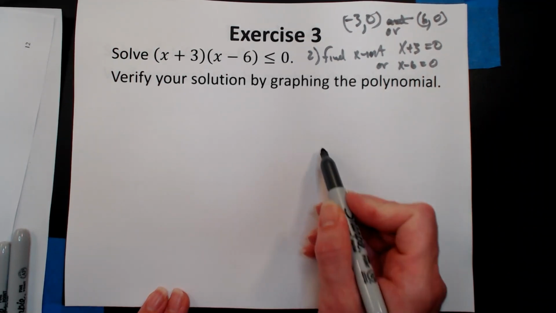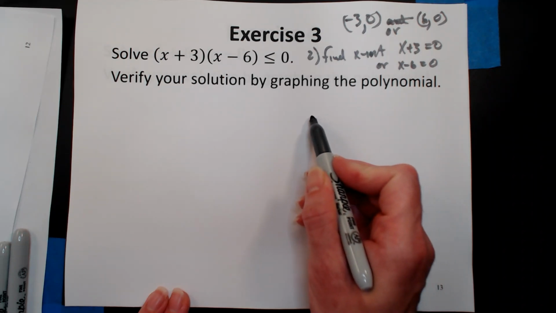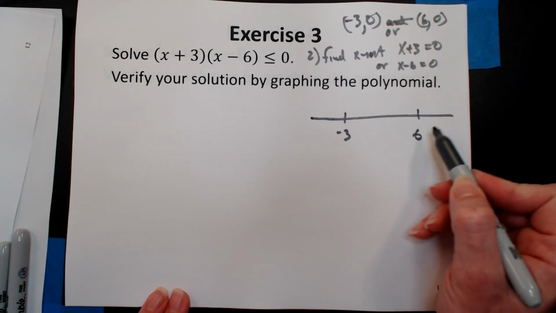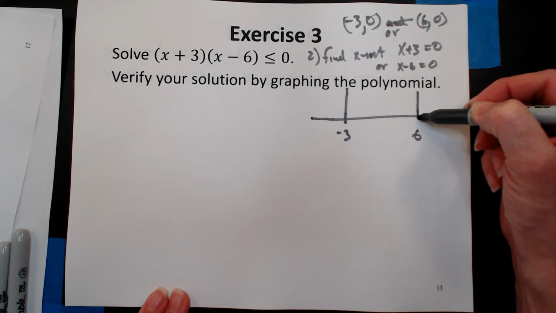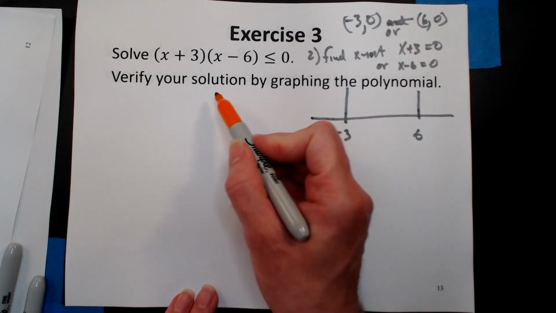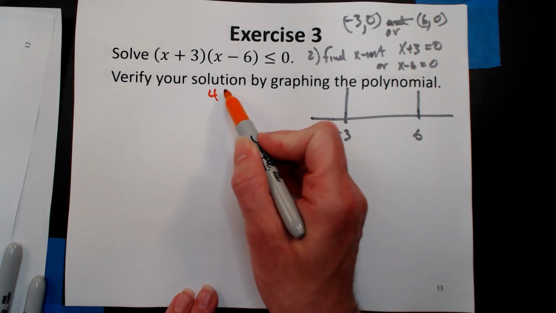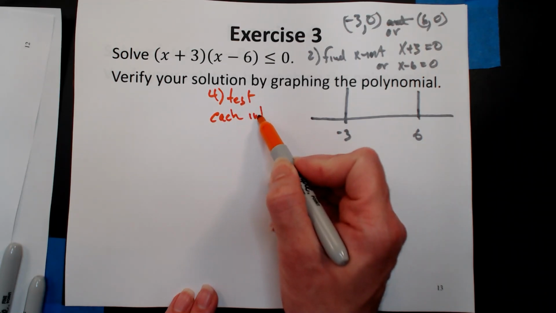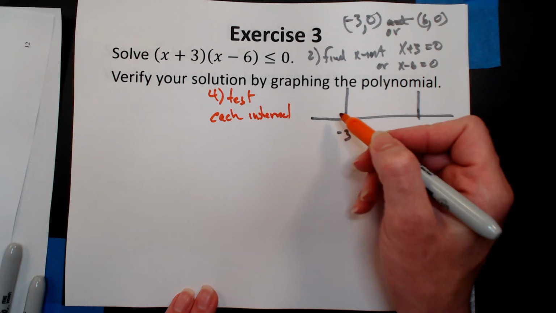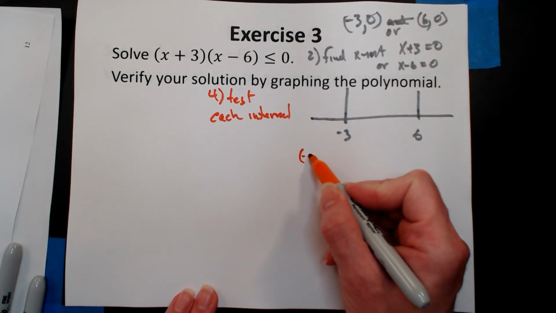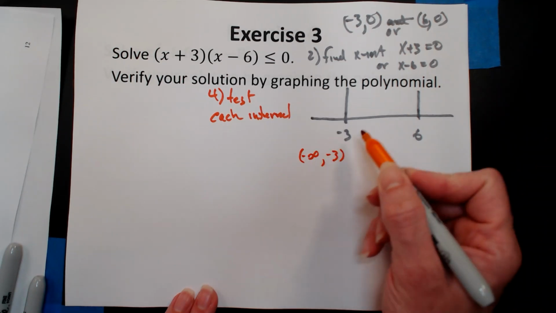Next, choose a test point between each pair of points. So now I'm going to graph a number line. I'm going to plot off negative 3. I'm going to plot off 6. So I'm going to draw a line here and here. So this is my number line, right? And so I need to test each interval. So I have the interval between negative infinity all the way up to negative 3. So I'm going to test that interval.